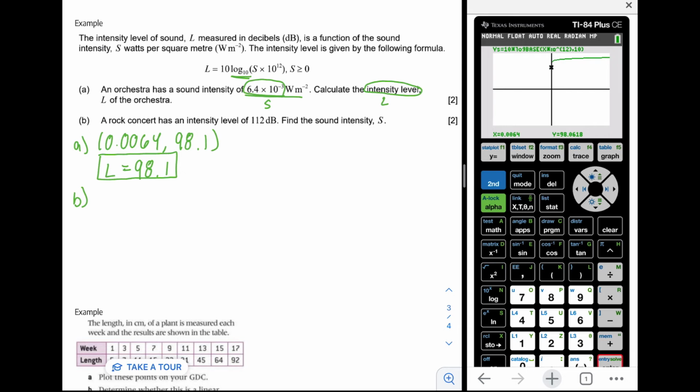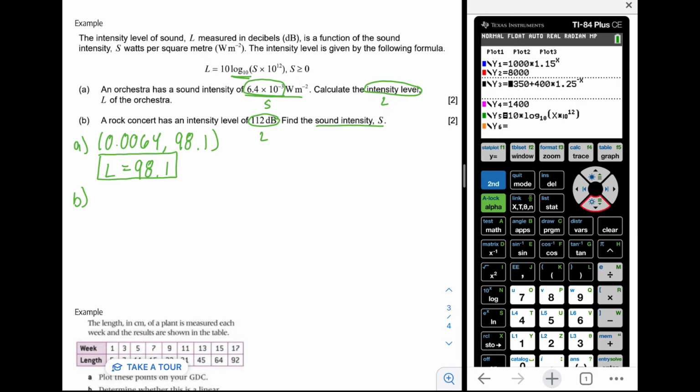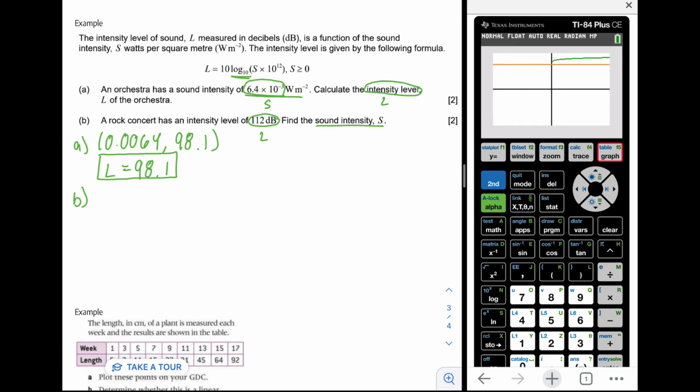Part B. A rock concert has an intensity level of 112 decibels. Now we know what L is, we know what our Y variable is, and we're looking for the sound intensity. So if we know what Y is, we can put that into our calculator as Y is equal to 112, and then we can find the intersection.